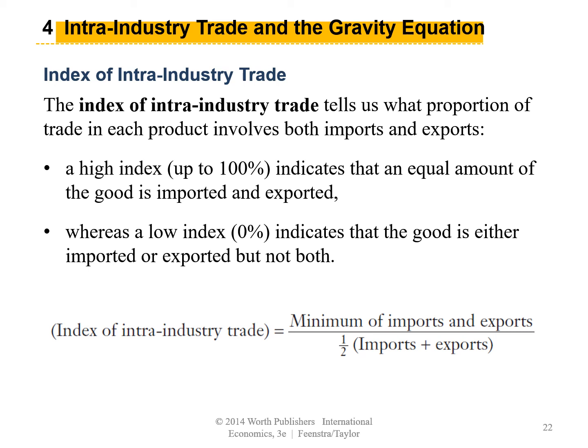So we use this index for specific types of products or specific industries as a rough estimate of how unbalanced the trade is between the US, or country A, and country B within a particular industry.